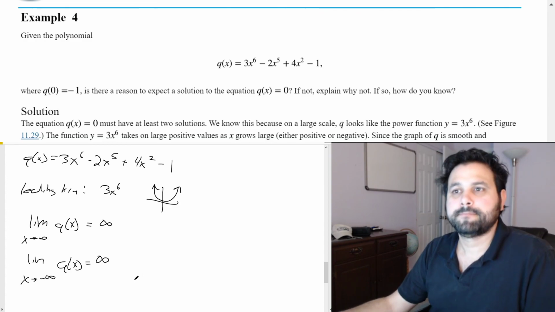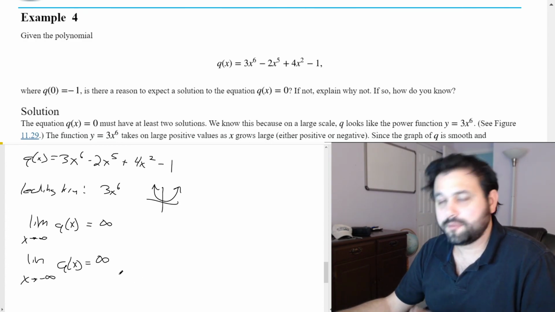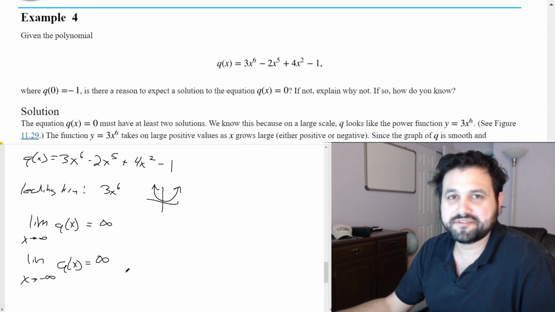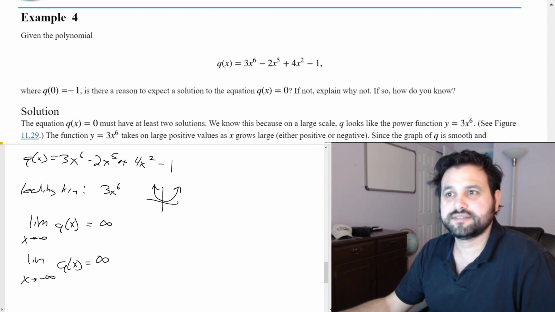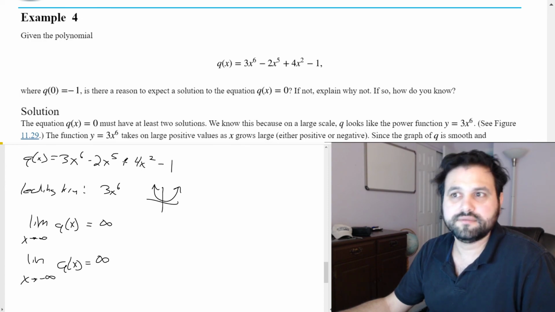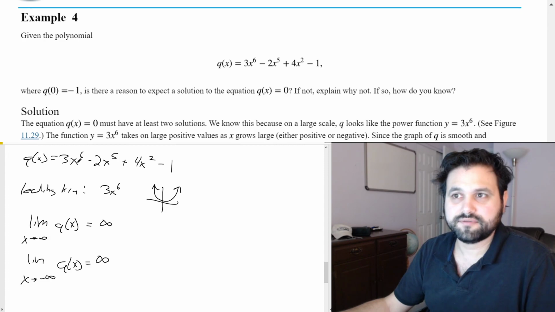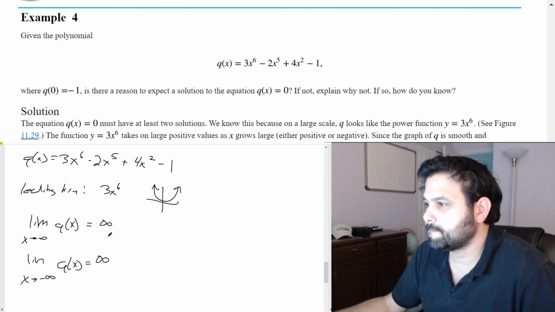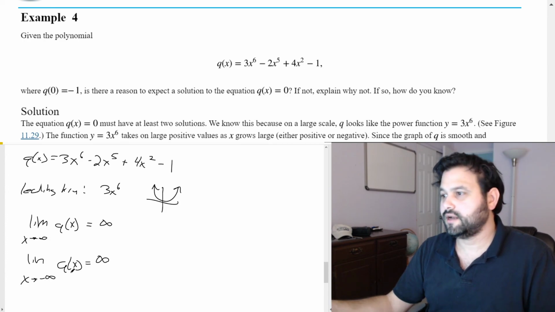Okay? So the end behavior of polynomial functions is almost exactly like the end behavior of power functions, we just have to look at the leading term. Because in the long run, x to the 6 takes over all other variables. x to the 5 is not as powerful as x to the 6. Okay? So that's all there is to it.